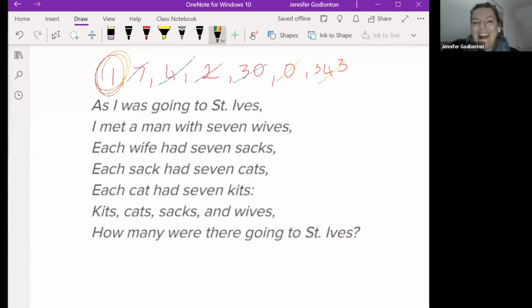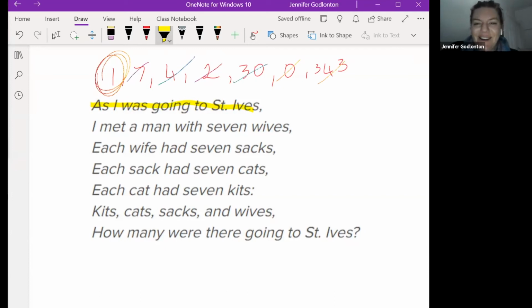It is 1, guys, and the reason it is 1 is because it's just saying as I was going to St. Ives. It is just the one person who's going to St. Ives. They just met all these people along the way. Yandela, you had been saying 1. You're absolutely right. Nice. Good.